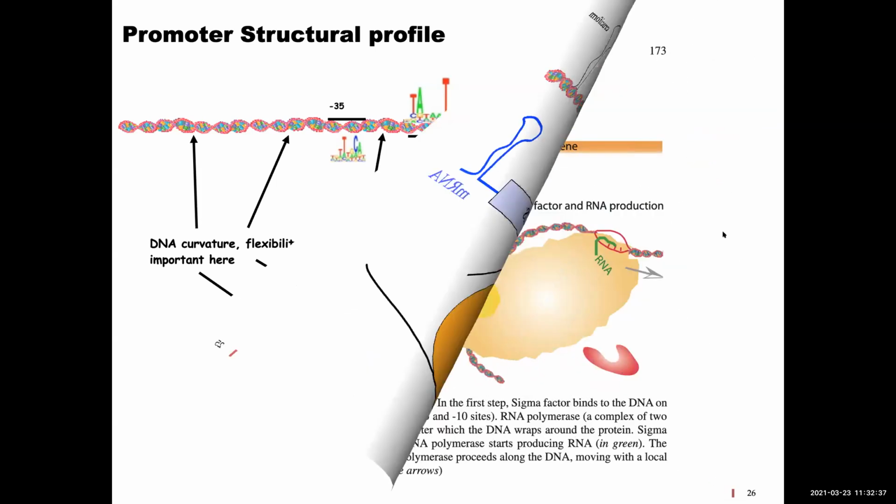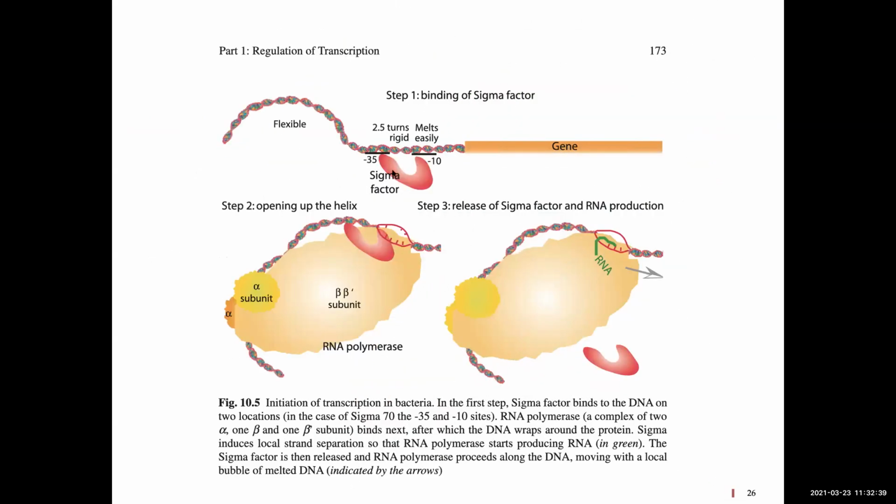And so this is kind of a cartoon from a text. So here's your -10, -35, and it opens up and starts forming here. The DNA is wrapped around the RNA polymerase, and now you have messenger RNA. And so this region around here needs to be flexible and it needs to be curved, because it's going to wrap around your polymerase. So it's going to be more blue here.